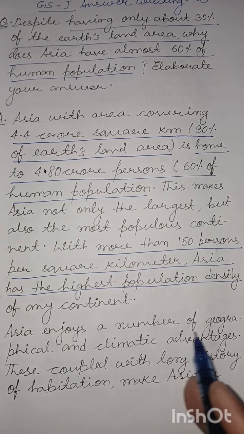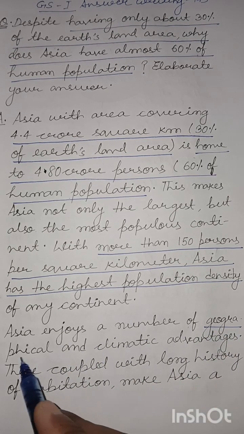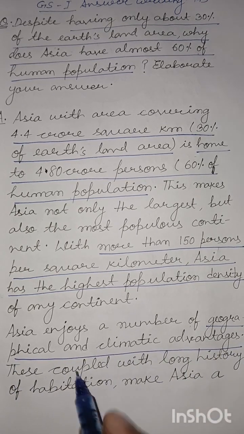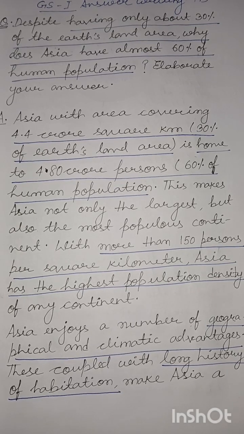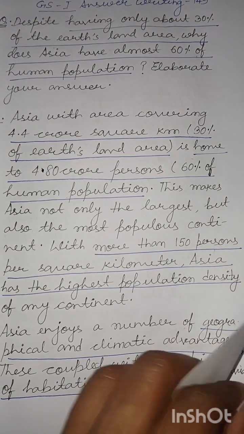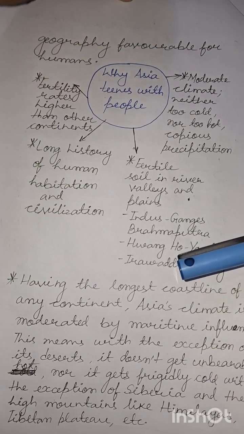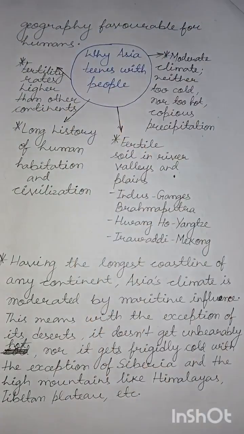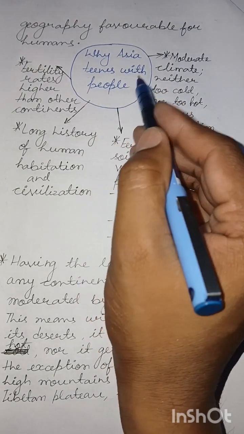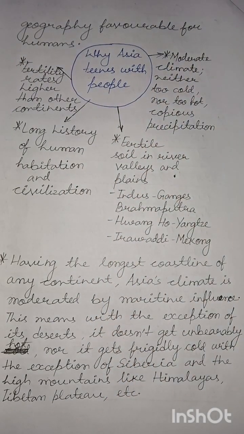Now, Asia enjoys a number of geographical and climatic advantages. These, coupled with a long history of habitation, make Asia a geography favorable for humans. Basically, what favors high population density in Asia is its geographical as well as climatic advantages, moreover a long history of human habitation. Why does Asia teem with people? The question arises, why is Asia chock-a-block with people?